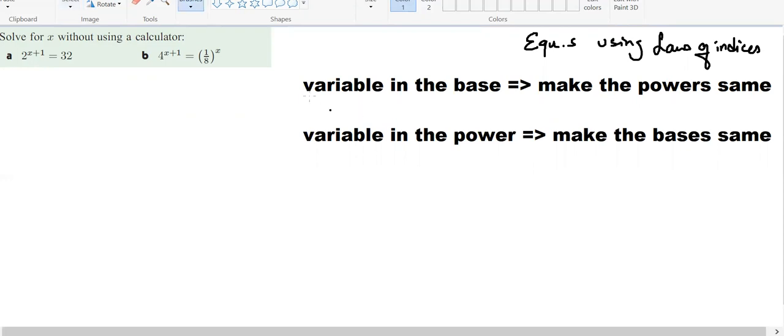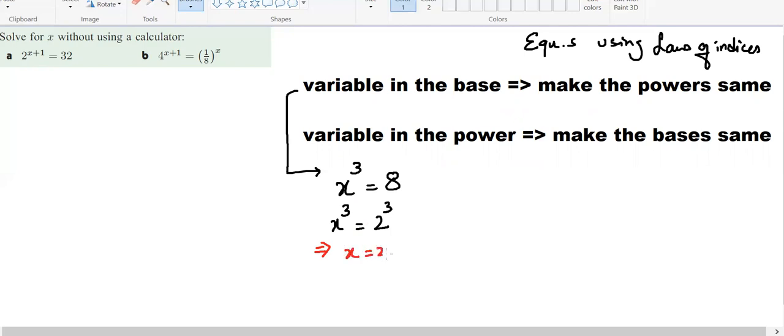Let me give you an example. If the variable is in the base, let's say x to the power 3 is equal to 8, what would you do? Make the power same. So on both sides, I can write 8 as 2 to the power 3. Then I'll use a very simple logic: I'm raising the same powers and getting the same answer, it means I was using the same base. So that's the example for a variable in the base.